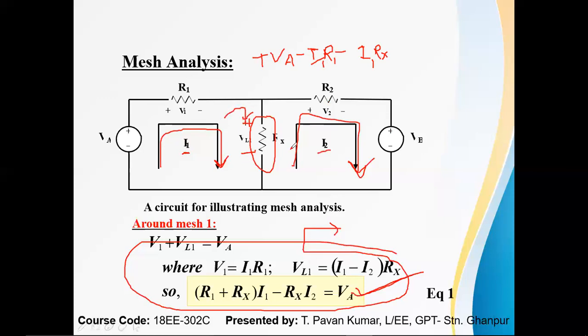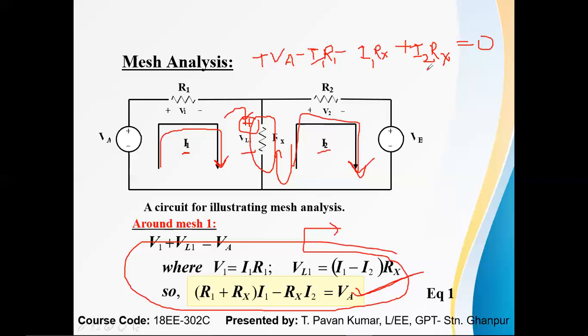Since this is a common branch, it has two currents. One is for I1, one is for I2. Based on the direction of I1, the leaving sign is negative. Based on the direction of I2, the leaving sign is positive. The sign indication is based on these currents. While I am writing mesh equation 1, the sign indication is based on mesh current 1. While I am writing mesh equation 2, the sign will change based on mesh current 2. So I1 R2 plus I2 Rx is equal to 0, right?